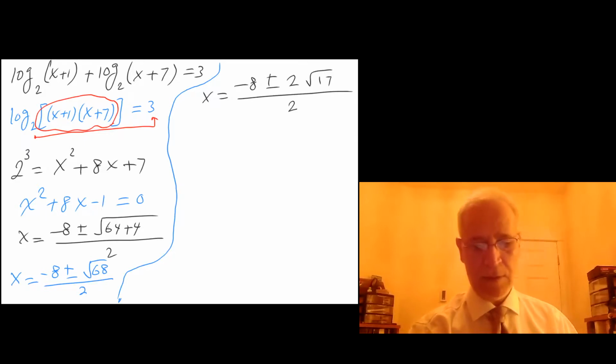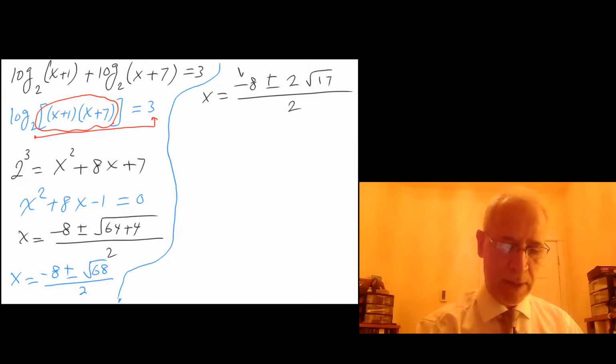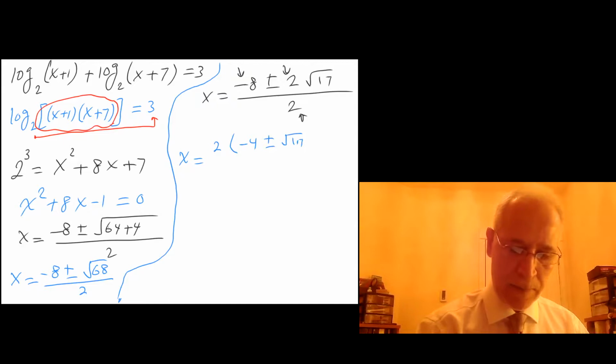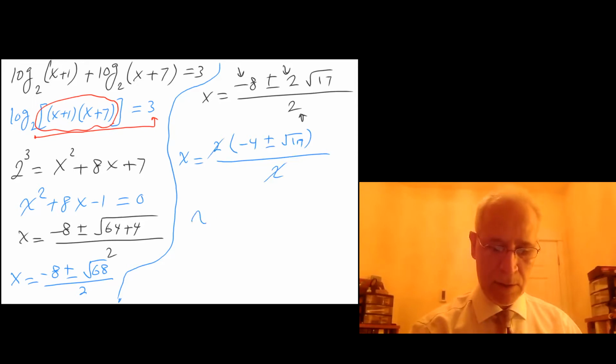over 2. Now that I have a factor of 2 in here and in here, I can divide everything by 2. Or, if you want, a more professional way of showing this would be x equals 2 times minus 4 plus and minus root 17, all over 2. Now I can cancel this. So x equals minus 4 plus and minus square root of 17.